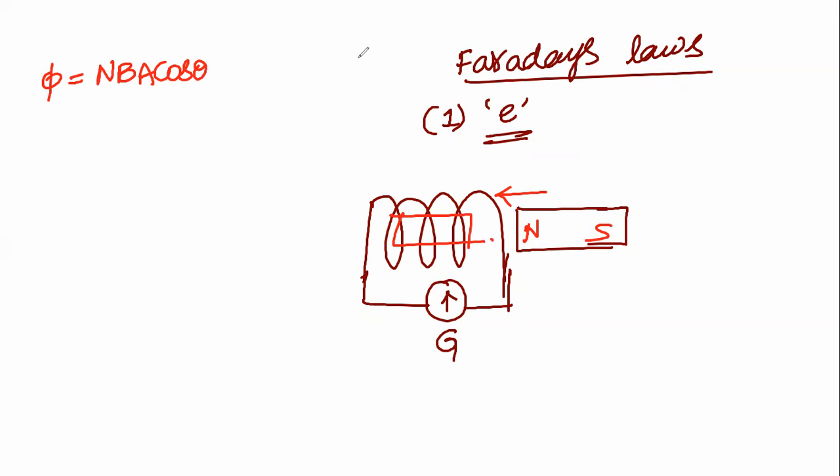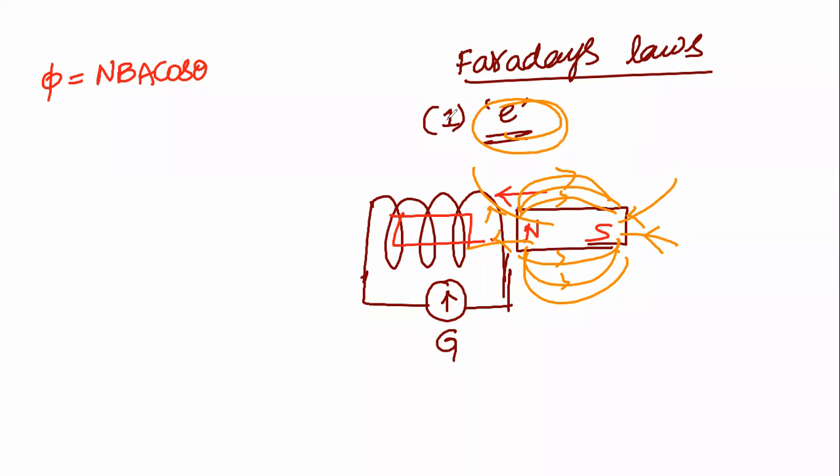The magnetic lines of force will be there around this magnet. These magnetic lines of force will break. So as a result, there is an induced EMF, and induced EMF induces the current.